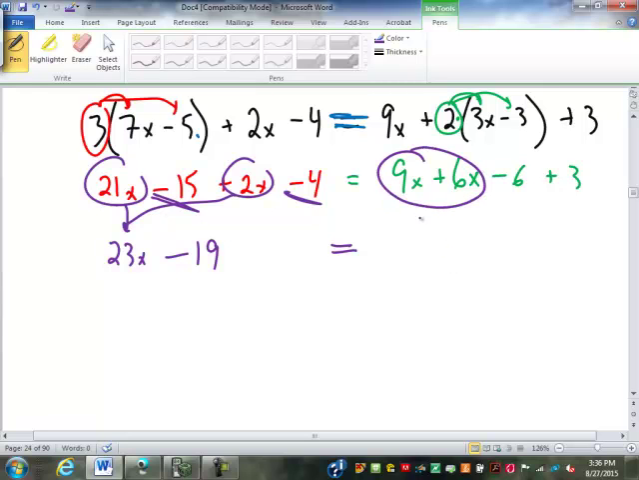Perfect. 9x plus 6x makes 15x. Negative 6 and positive 3 make negative 3. Very good. And for right now, that is as far as we know how to take that. So today's purpose is to go the next step and figure out how do we figure out the value of x once we've got it reduced down to that form.